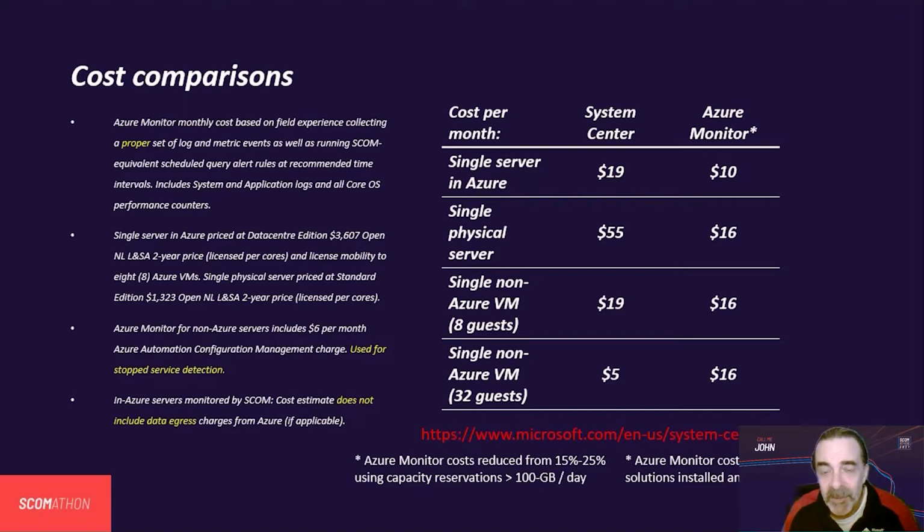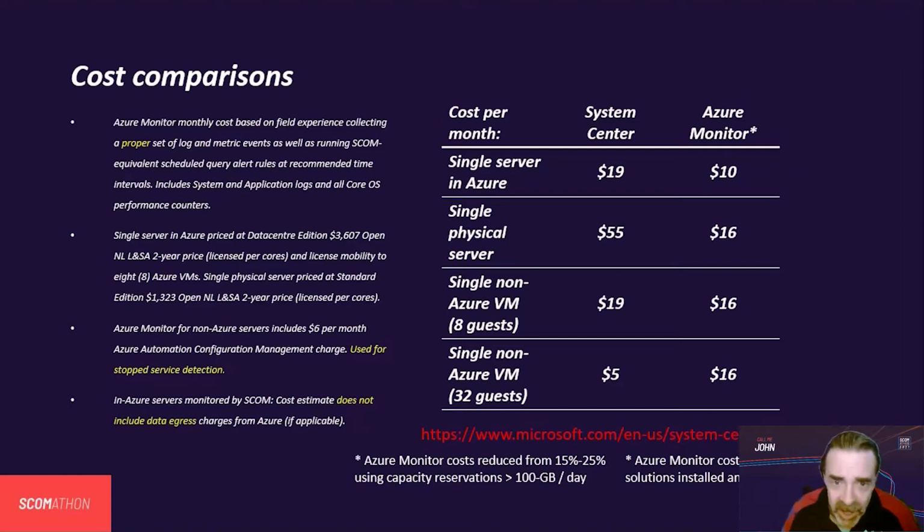So we come up with this rule of thumb of $10 per server for Azure Monitor, and then $16 a month if it is an Azure Arc server, if it is not running in Azure, to pay for the consumption of the monitoring costs and the Azure automation costs. So that's where the $10 and the $16 comes from in the Azure Monitor column.